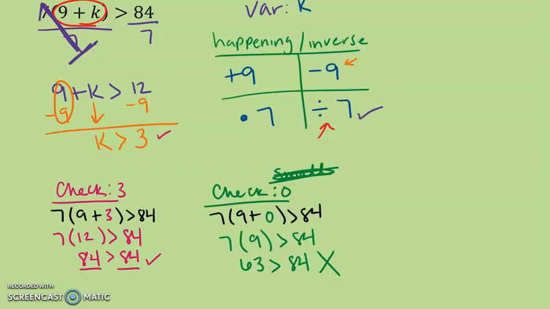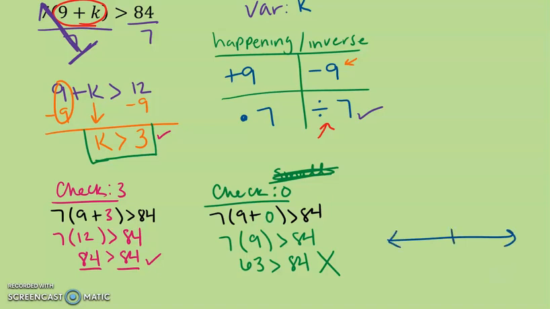It must be bigger. So when I look back at the answer, I have to see, does this say k is greater than 3? And it does. k has to be bigger than 3. So now I have my answer. I've proven that my sign is going the correct way. Now all I have left to do is actually graph.